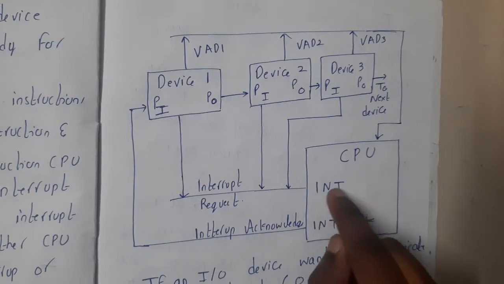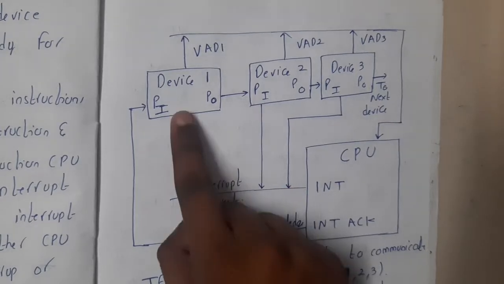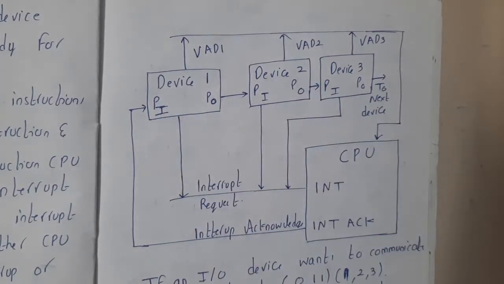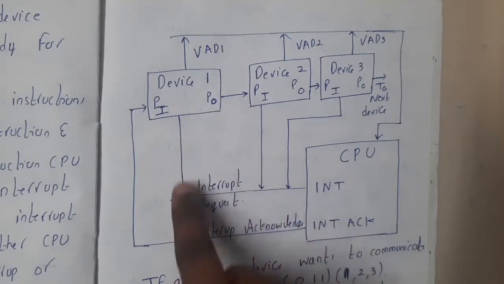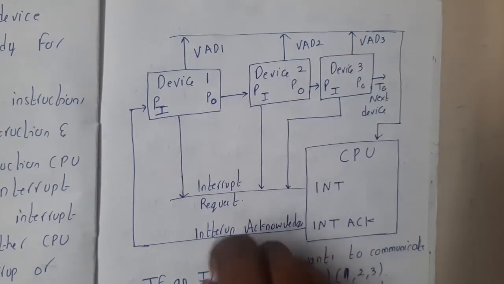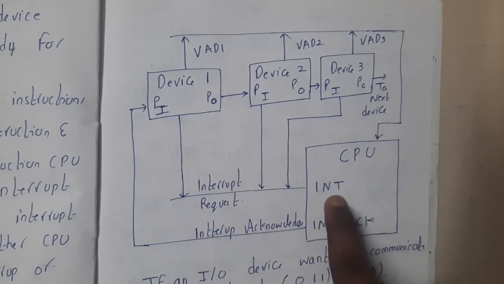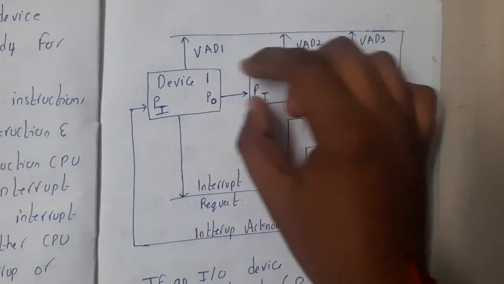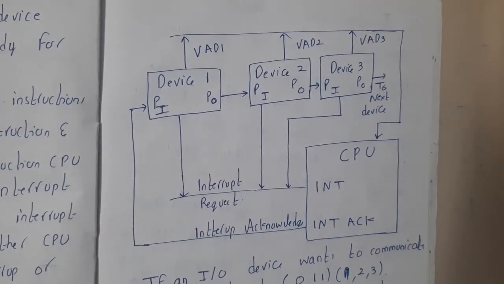Here the CPU has one interrupt pin and an interrupt acknowledgement pin, guys. Whenever someone wants to send something, they will raise a 1. So even if device 1, device 2, and device 3, all three want to send data, at the end only one interrupt will come. Hence, the CPU doesn't know which device exactly wants to send the data. That's one of the most important things you should remember.